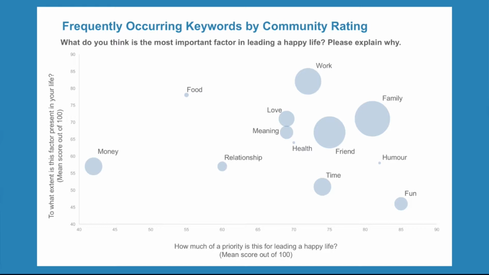But the fact is it's not, because it might not be related to how many people are talking about it, it might be related to how the community is rating it. And that's shown here. So the horizontal axis is how much of a priority is this for leading a happy life, and up the vertical axis we have to what extent is this factor present in your life. So you can see with something like fun, unfortunately, people say that they don't have a lot of fun in their lives. Maybe it's just a particular sample that we went out to. But people think fun is very important for leading a happy life.